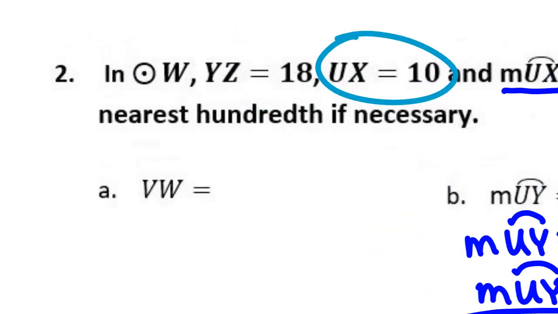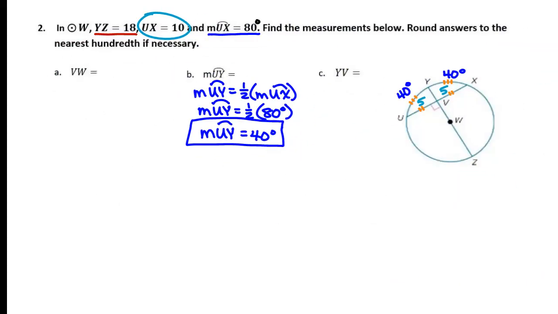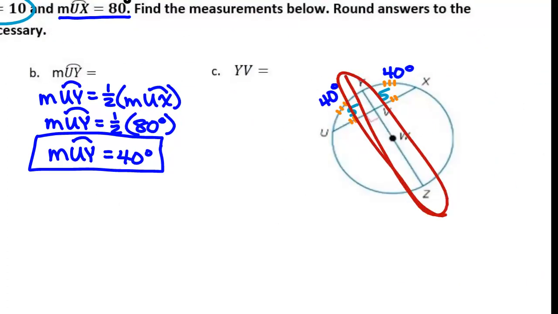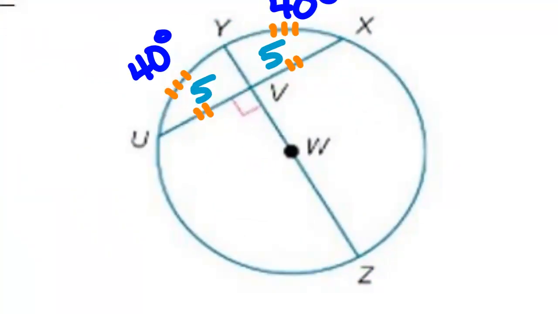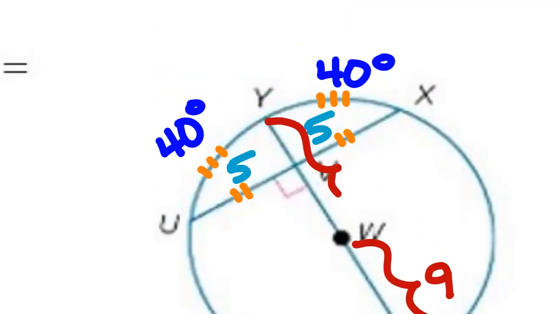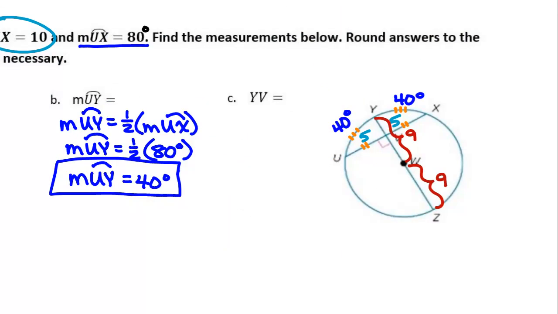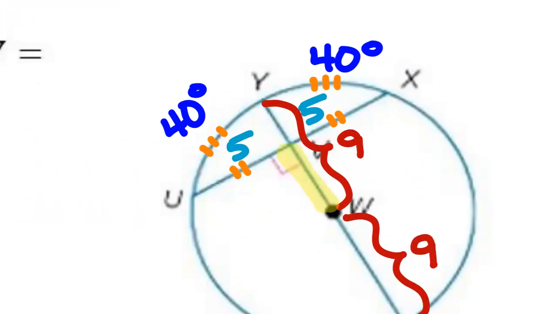And then they tell us that YZ is equal to 18. What did you call YZ again? A diameter. Well, if the diameter is 18, how big is the radius? 9. So from W to Z is 9. From W to Y would also be 9. Correct? Cool. All right. Now we get into what they want us to find. They want us to find VW, which is this right here.